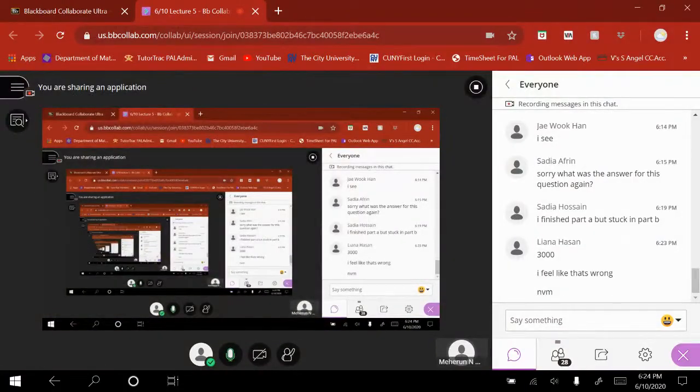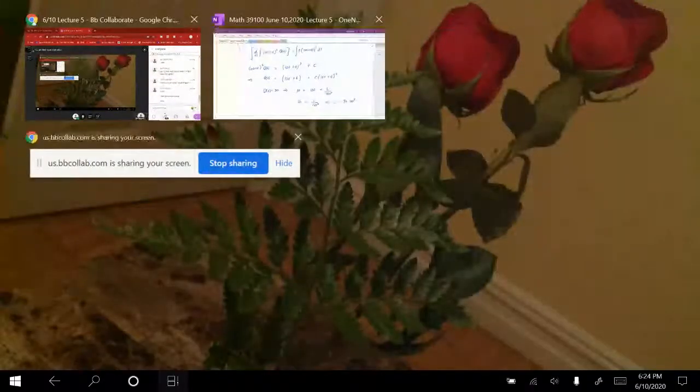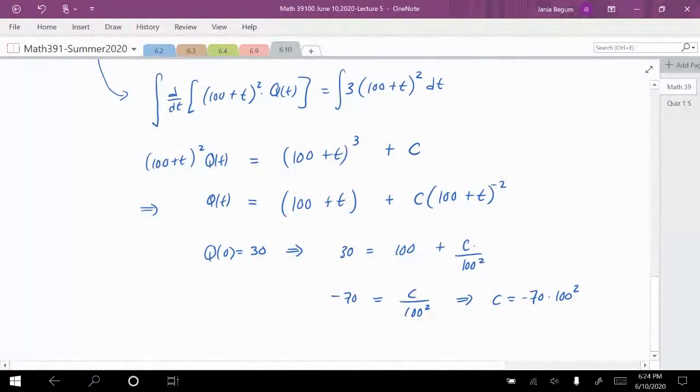Yeah, I wouldn't say 3,000, right? It looks like it's going to be negative 70 times 100 squared. Well, if you simplify this, that's 70 times 1,000, right? No, one more zero. So that would be negative 70 and then 0, 0, 0, 0. So that's C. But I'm going to use this notation because it looks better.